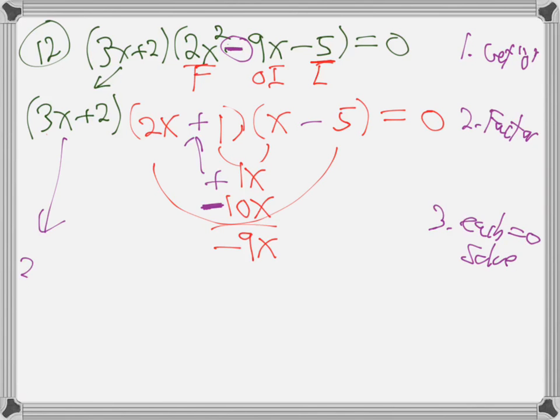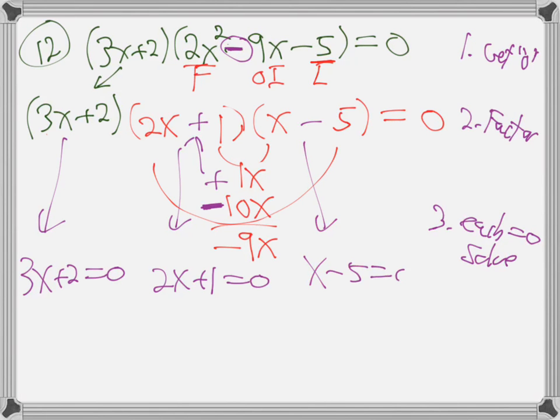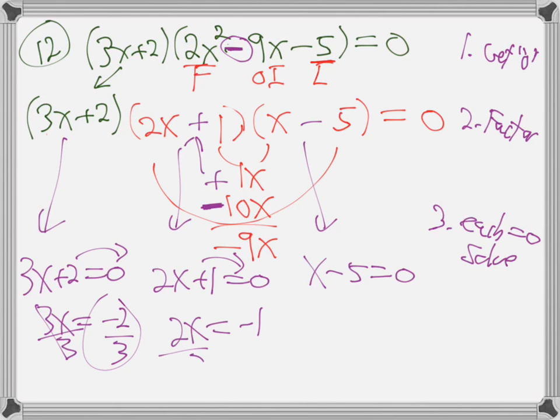So that means every one of these. So 3x plus 2 is 0, and 2x plus 1 is 0, and x minus 5 is 0. All 3 of them equal 0, and then solve it. So move the 2 over, negative 2 divided by 3, boom. Move the 1 over, so negative 1 divided by 2, move the 5 over. There's the 3 answers, just put commas between them. Any order.